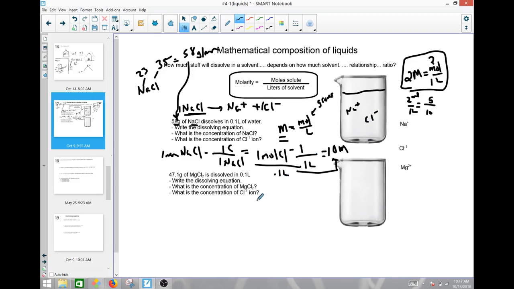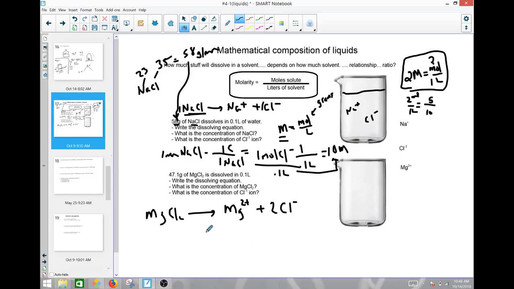All right, next one. 47.1 grams of magnesium chloride dissolved in 0.1 liters of water. So this is the exact same problem. Let's write out our dissolving equation. Magnesium chloride produces magnesium 2+ ions and 2 Cl- ions.